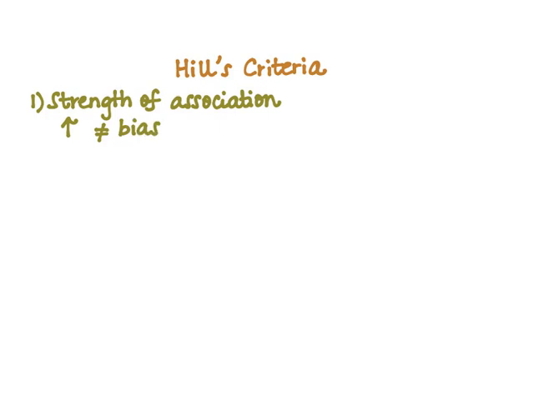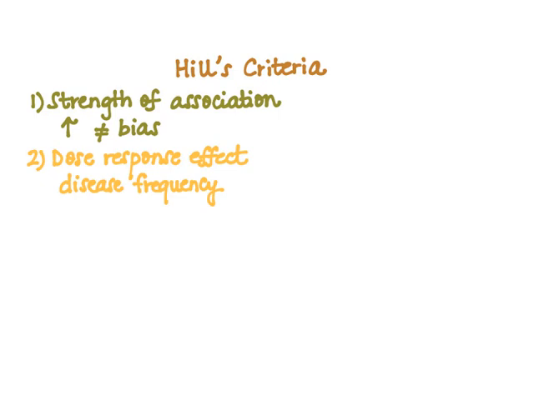And one way of identifying such strengths of associations is through our measures of association, which, if you remember, are our risk ratio versus our odds ratio used in our cohort studies versus our case control studies. Number two, we have our dose response effect. This states that if the disease frequency increases with the dose or level of exposure, this then supports a causal interpretation. Number three, we have temporality.